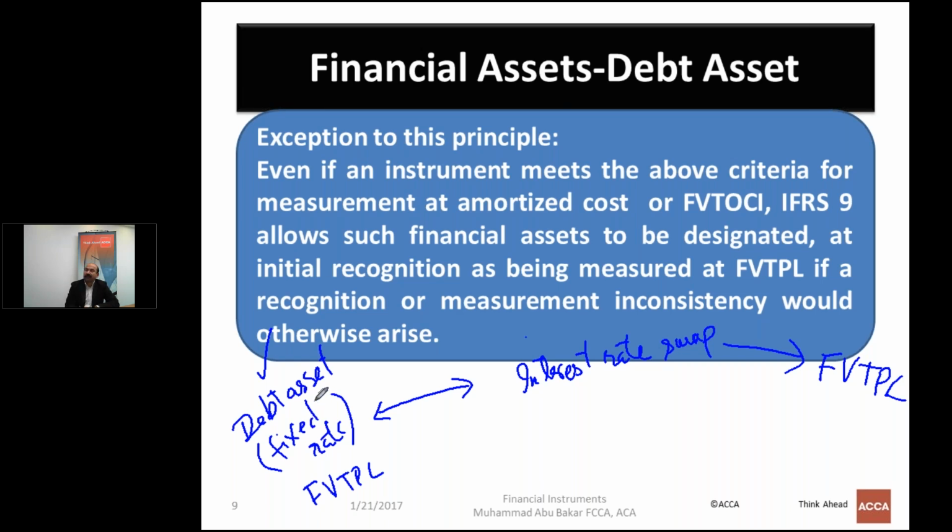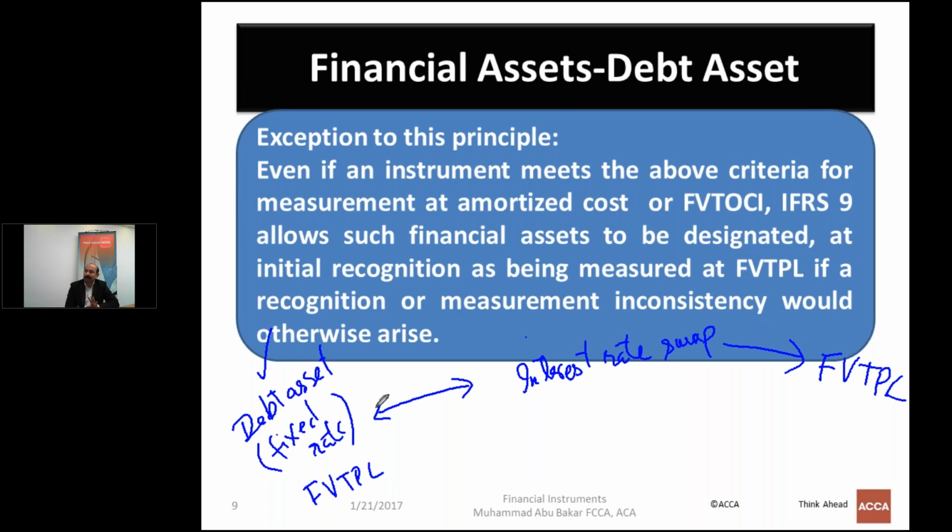Or in other words, this is your financial asset, and this is such a financial asset which fulfills the business model condition and the contractual cash flow condition. Both conditions are being satisfied by this financial asset. So as per the principle we learned, this should be subsequently measured at amortized cost.